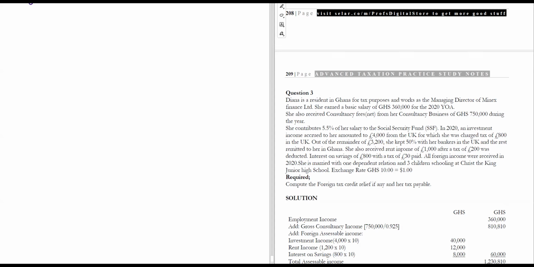She also received rent income of £1,000 after a tax of £200 was deducted, and interest on savings of £800 with a tax of £30 paid. All foreign income was received in 2020. She's married with one dependent relation and 3 children schooling at Christ the King Junior High School. Exchange rate is 10 cedi to $1. Compute the foreign tax credit relief, if any, and her tax payable.